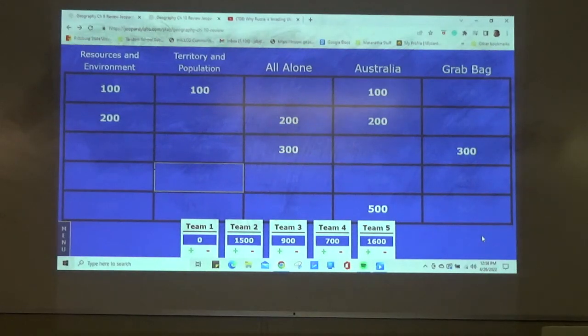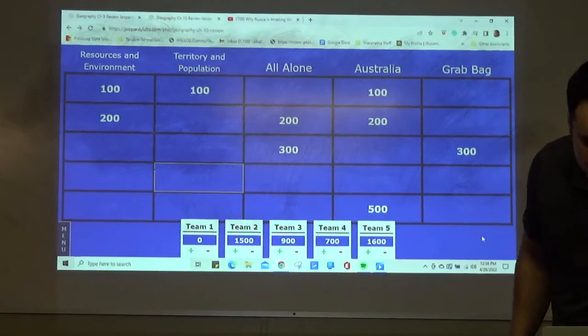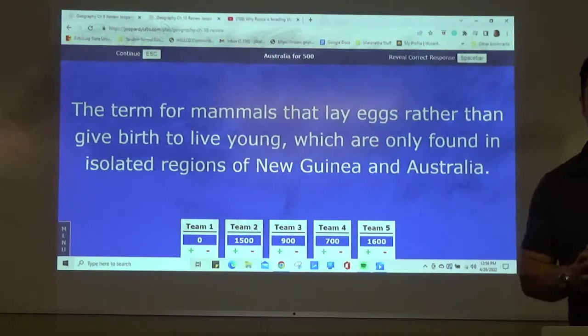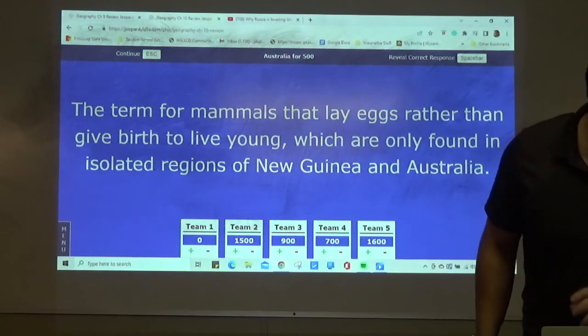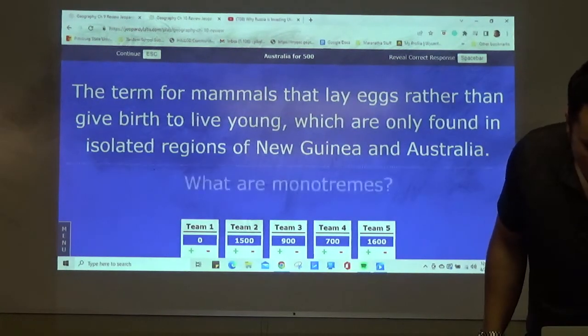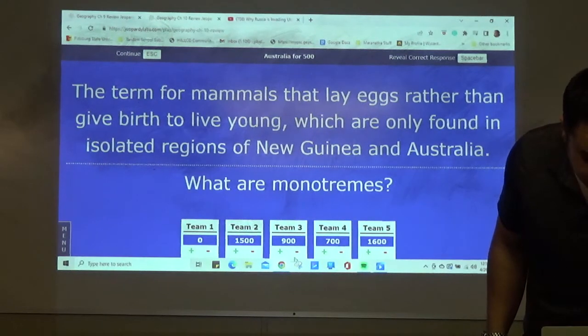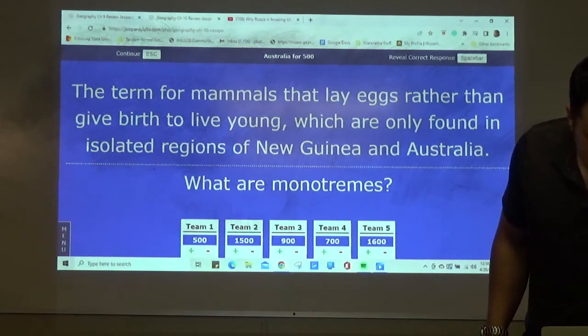Alright, team 3. 500. Australia 500. The term for mammals that lay eggs rather than give birth to live young, which are only found in isolated regions, New Guinea and Australia. Yes, team 1. You raised it before the question. Sorry. So, okay. Wait, what? Monitoring. Okay. Monitoring is very good. I said creepy, does that count?